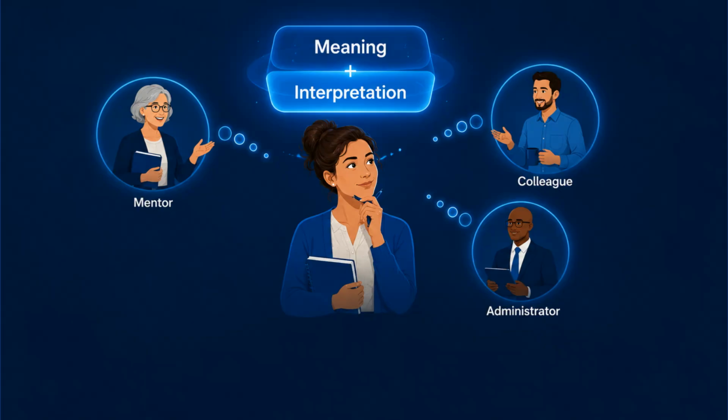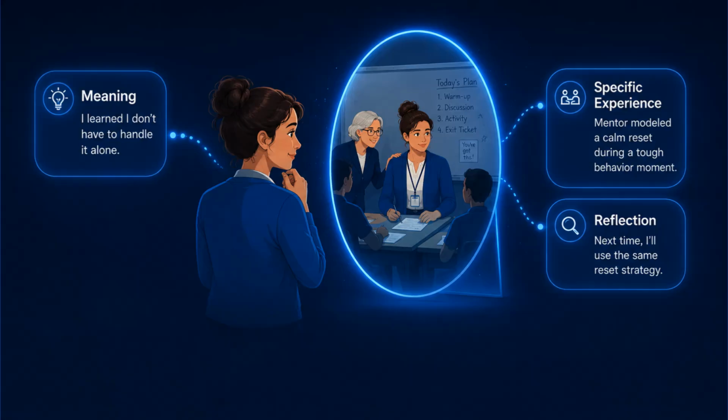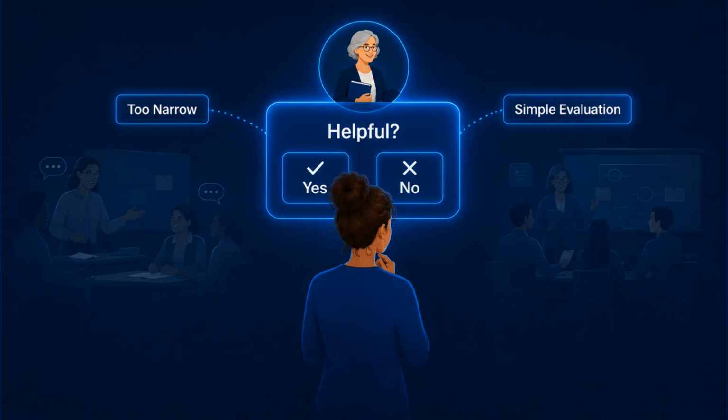Another sub-question was, how do first-year teachers make sense of the support they receive from mentors, colleagues, or administrators? This focuses on meaning and interpretation. The layer is meaning. The lived detail needed is reflection grounded in a specific experience with a mentor, colleague, or administrator. A weak interview question would be, was your mentor helpful? That question is too narrow. It reduces support to a simple evaluation.